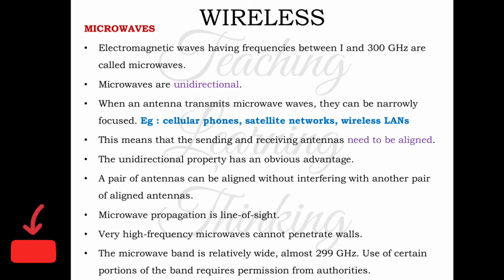The microwave band is relatively wide, almost 299 GHz. Use of a certain portion of the band requires permission of the authority. In radio waves, all the bands are regulated and need permission of the authorities, but here only certain bands require permission, and others are free to use.